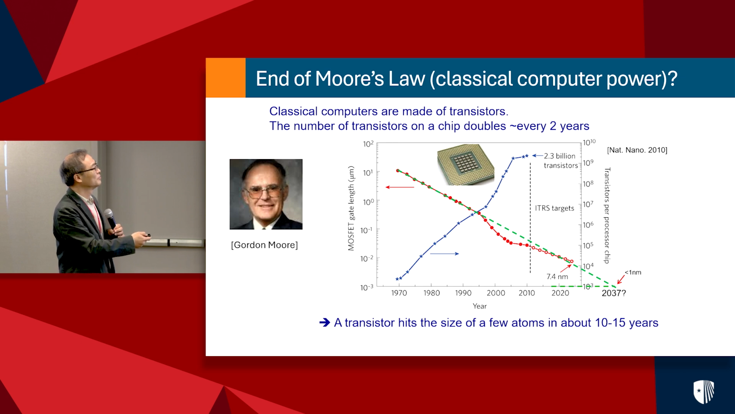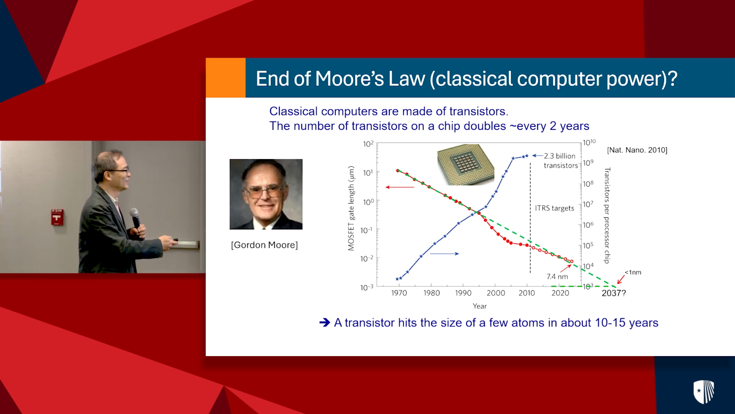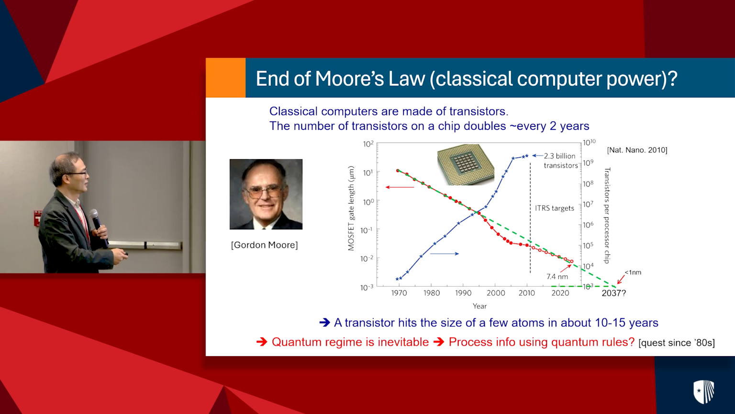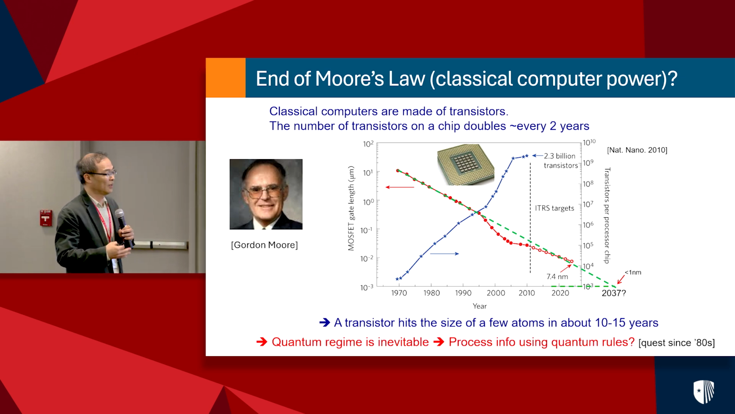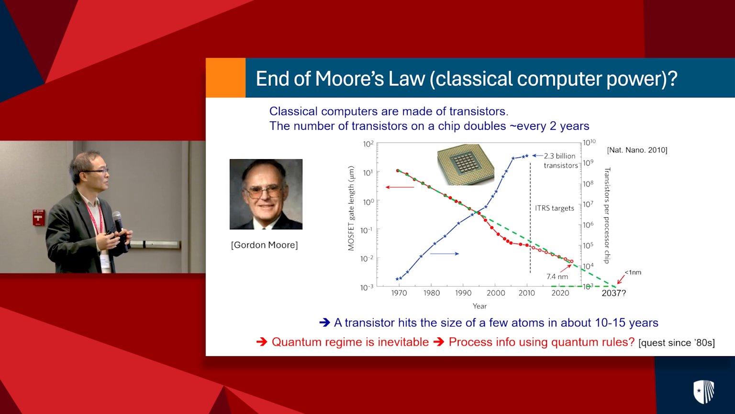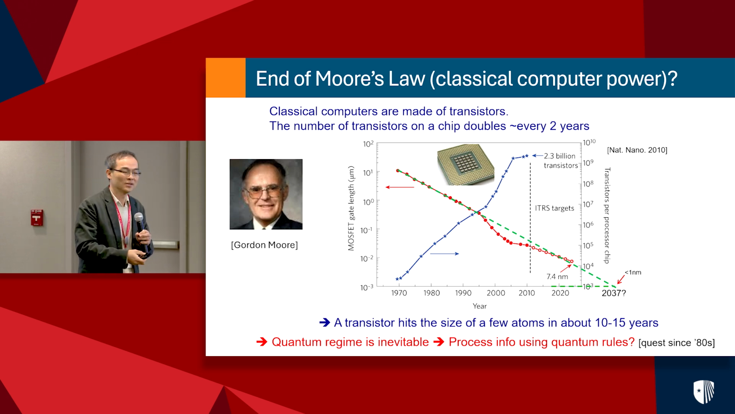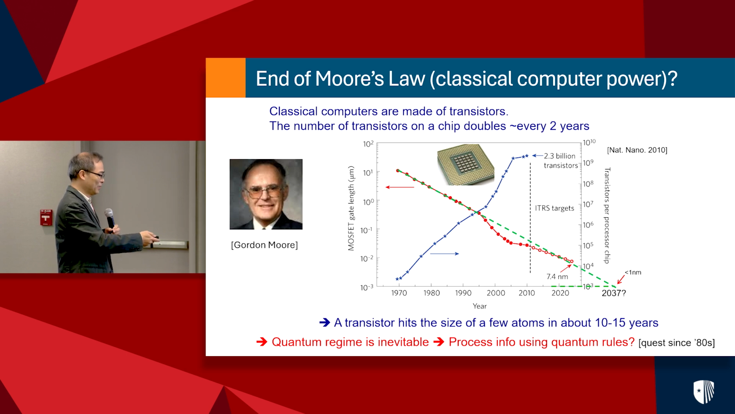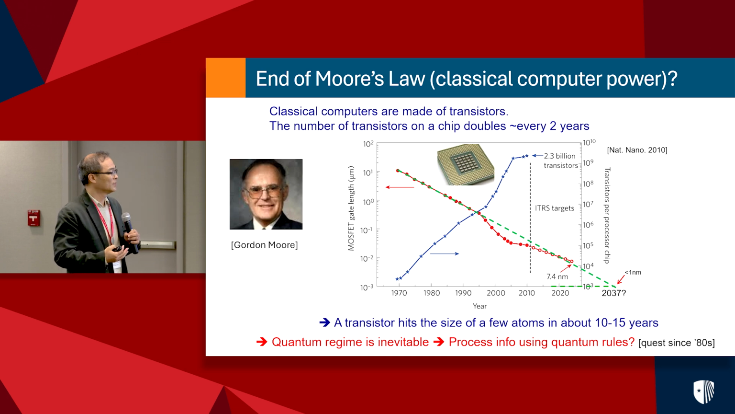So this might be the demise of Moore's law or classical computing power, because you cannot cram too many chips, and then we'll stay flat at our computing power, which could be a threat to our human technology. This means that the quantum regime is inevitable, because we learned about quantum physics at the level of atoms, right? And then people turned around quite early in the 80s. The question is, can you process information using quantum rules?